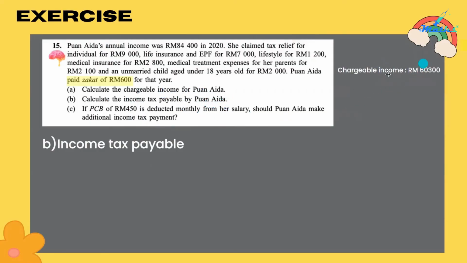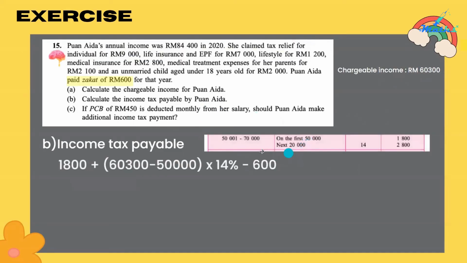So the chargeable income, I write it here. So we need to check the table. So refer to the table. Our chargeable income is 60300. So we need to check the 50,000 to 70,000 rate and tax. So the base should be 1,800 plus the chargeable income minus the first 50,000 and times the rate, which is 14%, minus the zakat, which is the tax rebate. So the answer should be 2642.